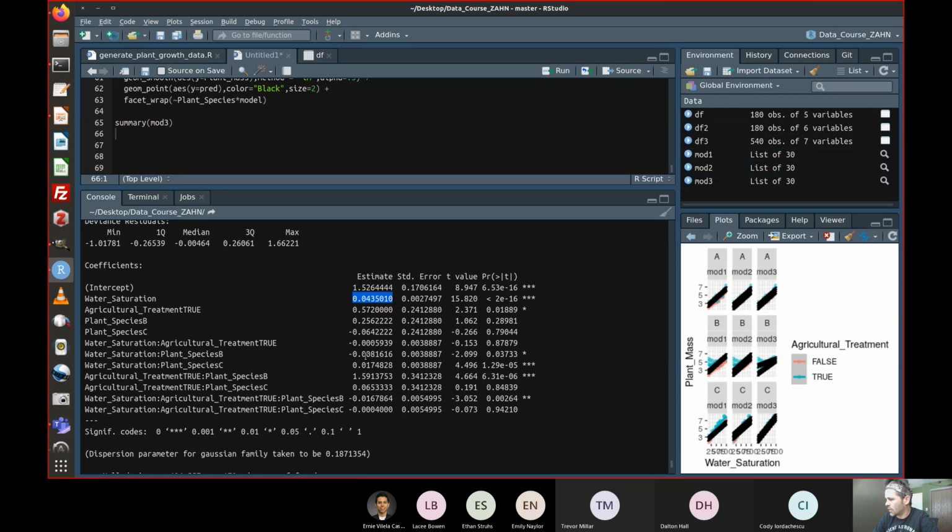Okay, you can also say that, however, for plant species B, the effect of water saturation was lower than for plant species A and C, or than A. And for plant species B, the same thing. Or actually, it was higher. Positive slope there. Further, you can say that agricultural treatment for plant species B had a different slope or different effect over the course of water saturation than the others.